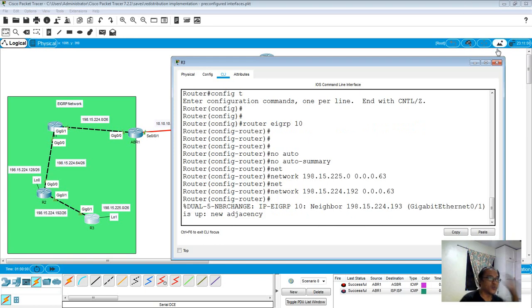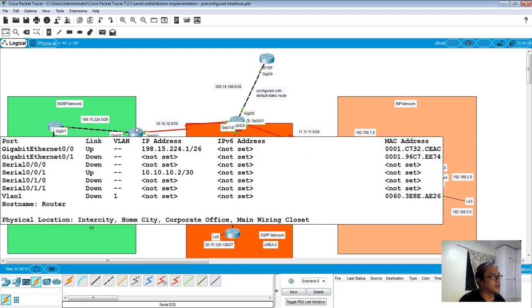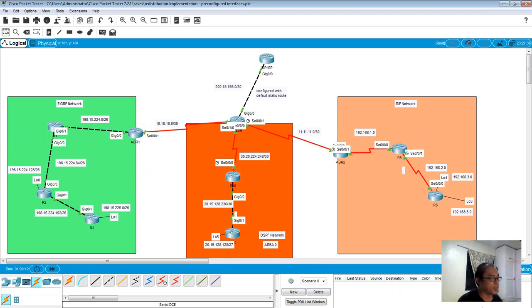So as we know, this router here can ping this router, yes. This router can ping that router, yes, successful. This router can ping this router, true. And this router can ping this router, failed. As we know, this is EIGRP, so it cannot communicate with RIP. The best thing to do is go to your ABRs, then configure redistribution there.